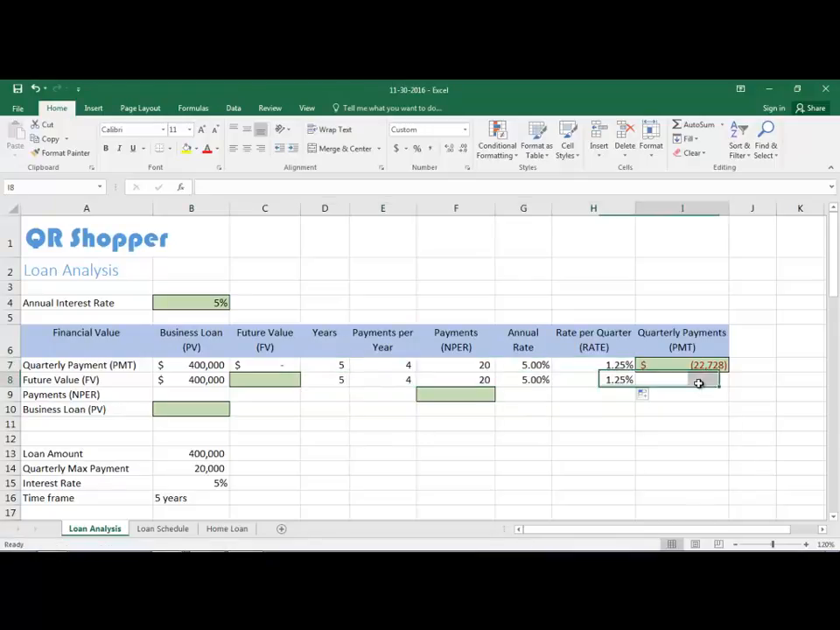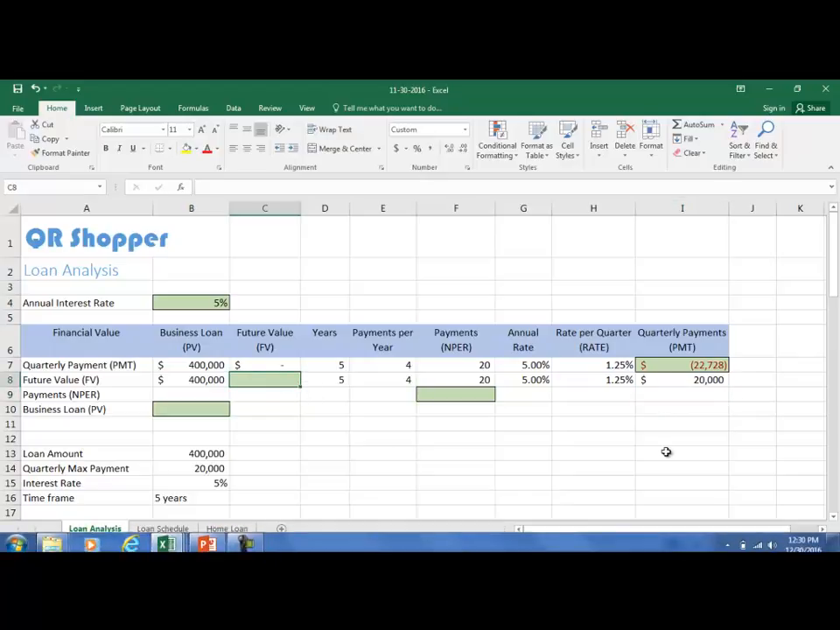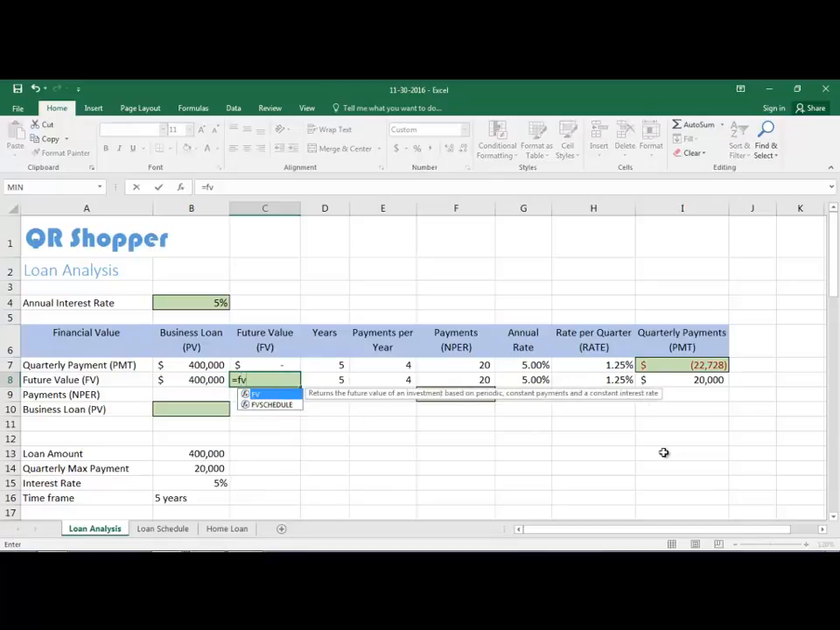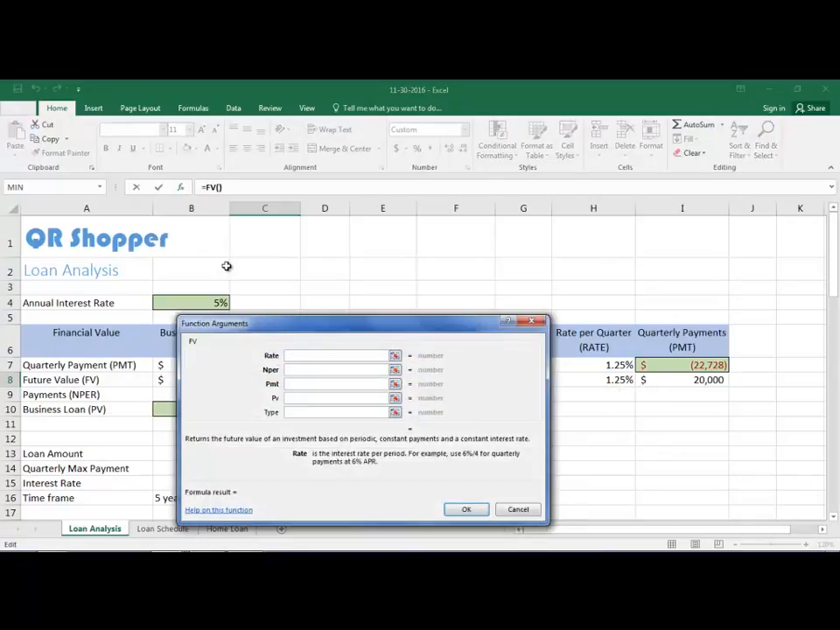Now here the payment is going to be different. We only can pay out $20,000 in a year. So we need to put in our $20,000 here. So if I put in my $20,000, you can see I've got my $20,000 in here. You're going to see that when I go to figure out my future value for this loan, I'm going to do my equal FV, and I simply open this up like we did before.